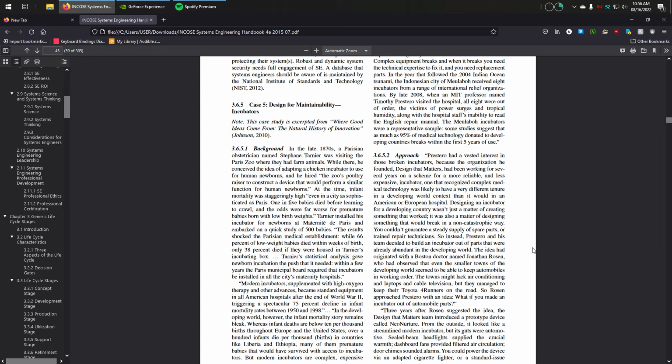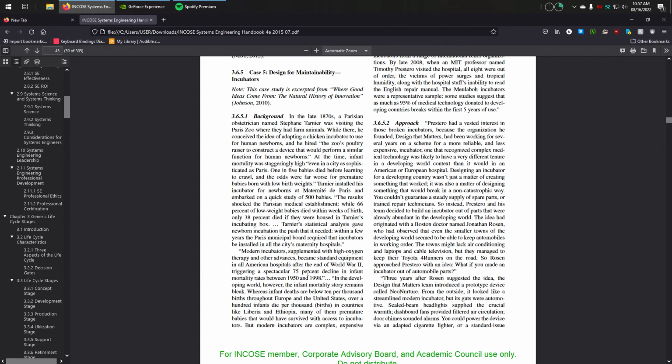Tarnier installed his incubators for newborns at Maternité de Paris, and quickly embarked on a quick study of 500 babies. The results shocked the Parisian medical establishment. While 66% of low-weight babies died within weeks of birth, only 38% died if they were housed in Tarnier's incubating box. Tarnier's statistical analysis gave newborn incubation the push that it needed. Within a few years, the Paris Municipal Board required that incubators were installed in all the city's maternity hospitals. Modern incubators, supplemented with high oxygen therapy and other advances, became standard equipment in all American hospitals after the end of World War II, triggering a spectacular 75% decline in infant mortality rates between 1950 and 1998.